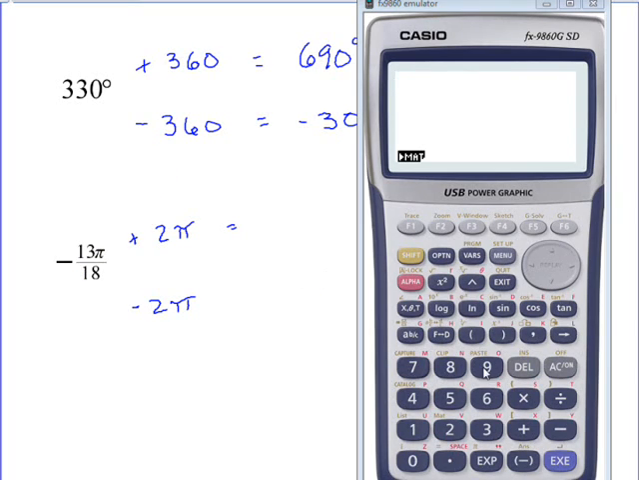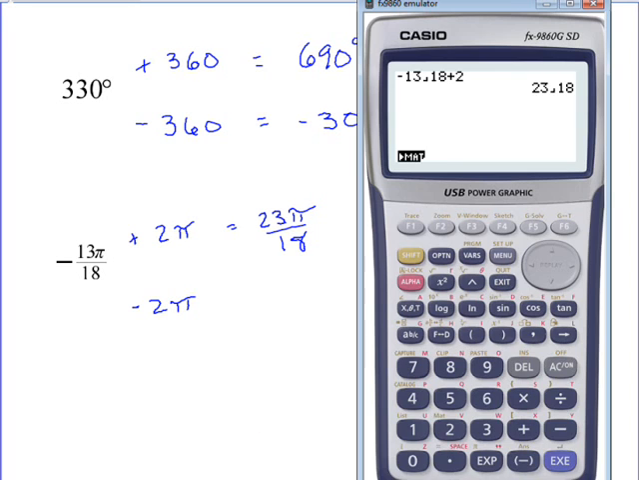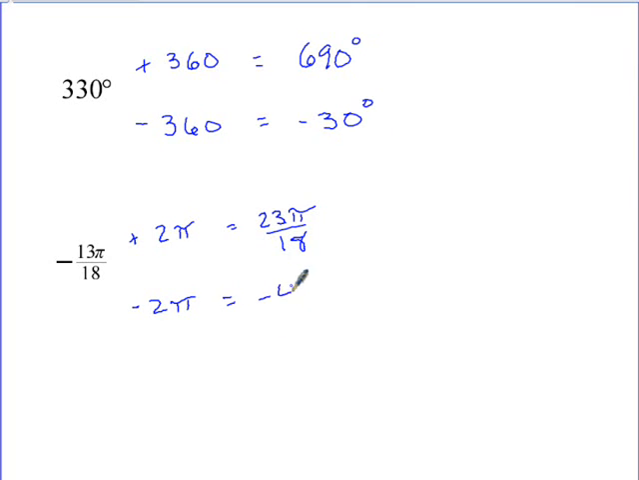So I'm going to ignore the pi's, and I'm just going to type in negative 13 over 18 plus 2. Alright, so I get 23 over 18 as the answer, and then I'm going to add the pi back in when I write my answer. So my answer is 23 pi over 18, and then I'm going to do the same thing, subtracting 2 pi. So negative 13 over 18 minus 2. Alright, this time I get negative 49 over 18, so I'm going to make it negative 49 pi over 18.